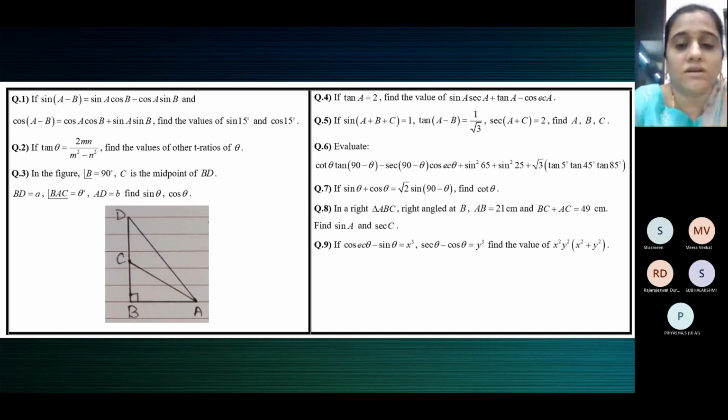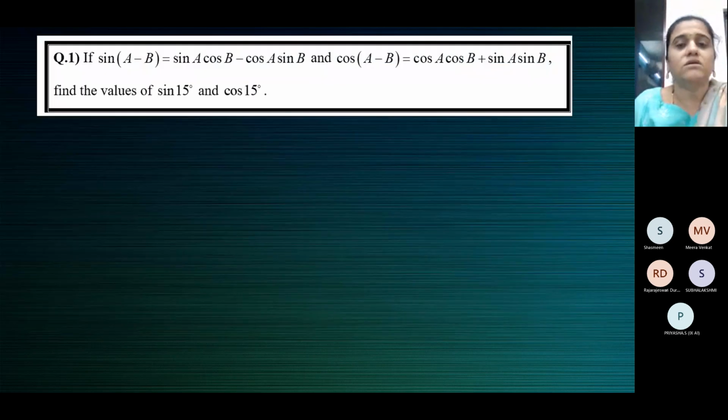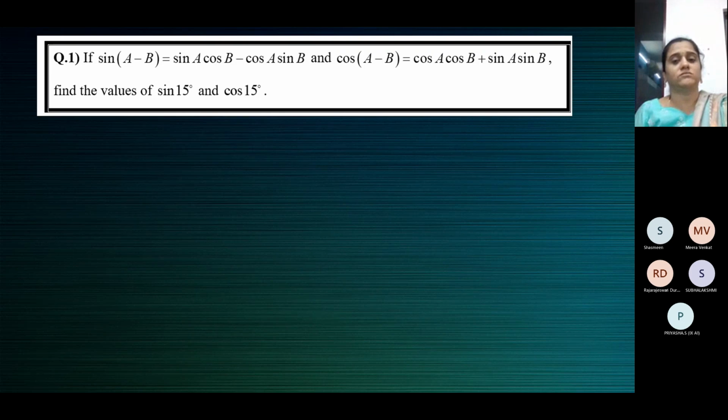Yes, children, once you're done, please start working. Tell me the value of sine 15 and cos 15. Test, trigonometry. First question: work and tell me the value of sine 15 and cos 15.